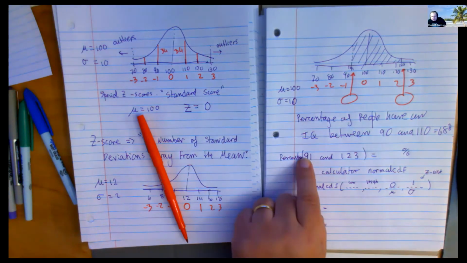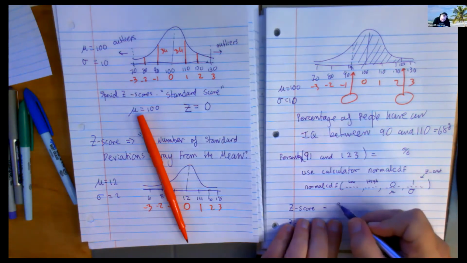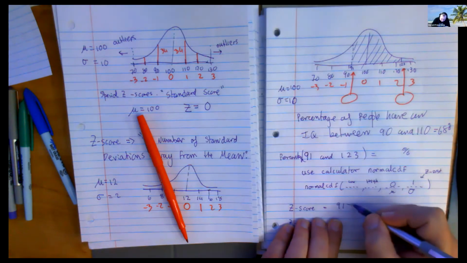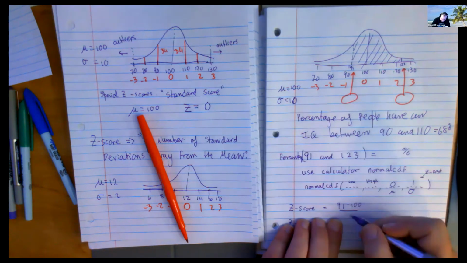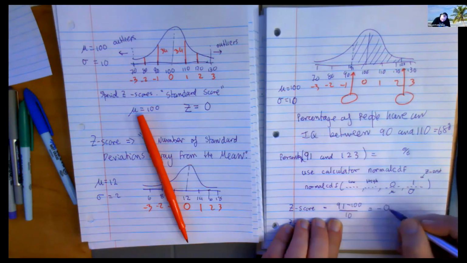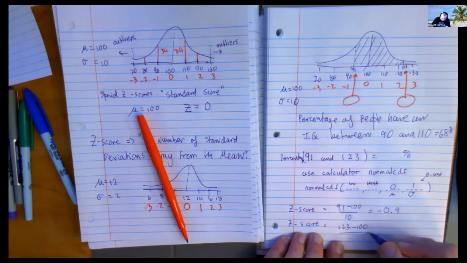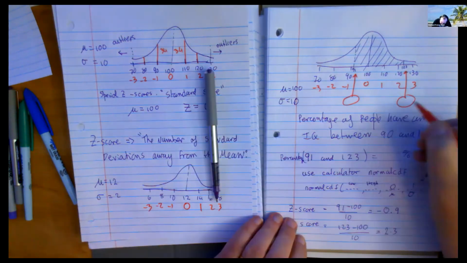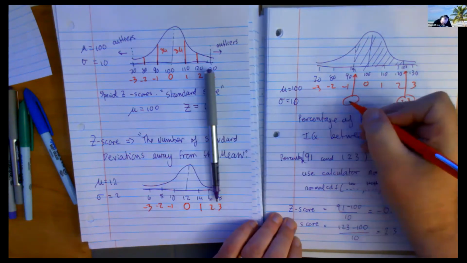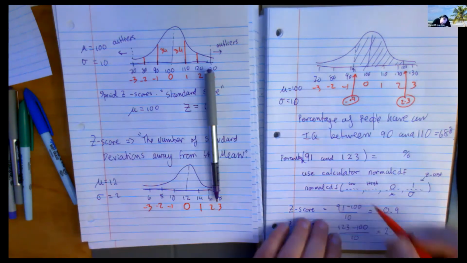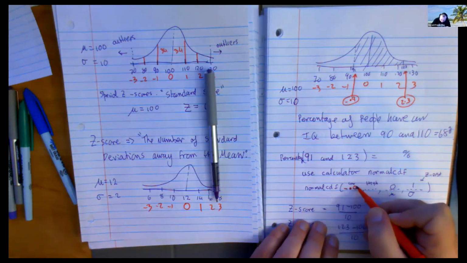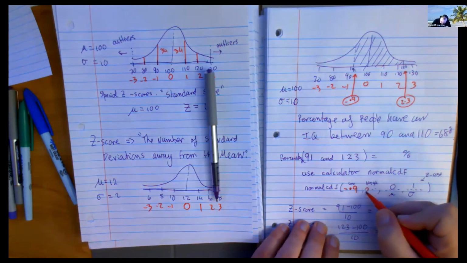Okay, so let's get started. I need to turn 91 into a z-score. So that's 91, take away the mean, and divide by the standard deviation. And I believe that is negative 0.9. I need to find 123. So 123, take away the mean, divided by 10, that's 2.3. So I am looking for negative 0.9, the low number, up to 2.3.